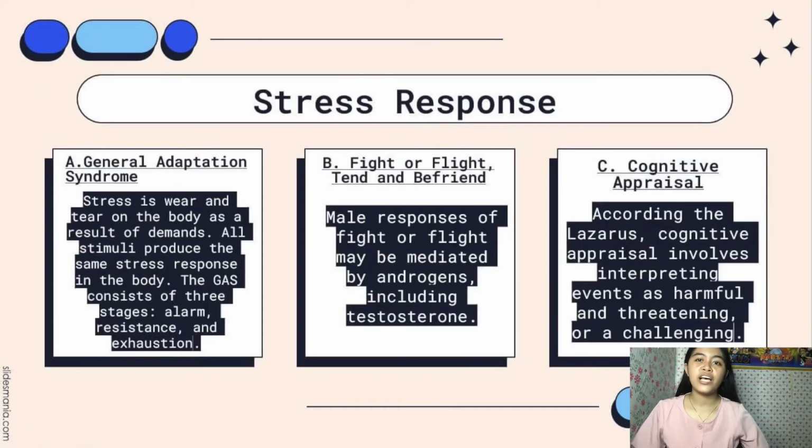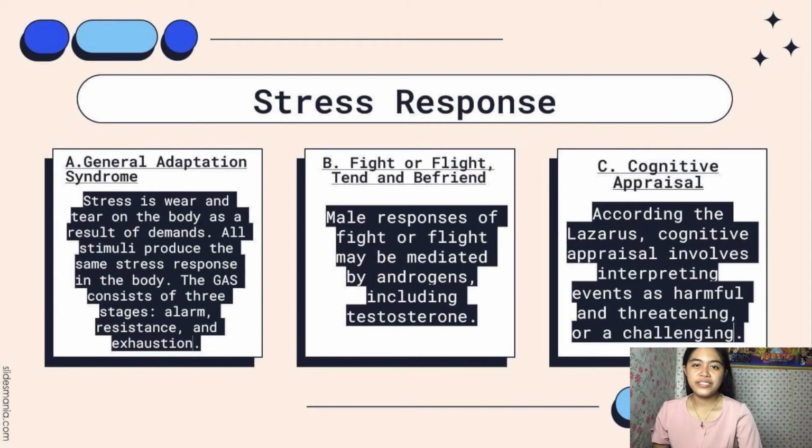Next is the stress response, which has three components. First is the general adaptation syndrome. Now, what is general adaptation syndrome? General adaptation syndrome, or GAS, is the pattern of physical changes the body goes through after being exposed to stress. It is not a medical diagnosis, rather it is a process the body goes through in response to stress.